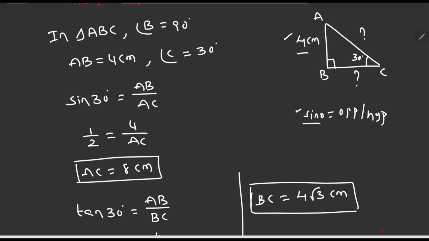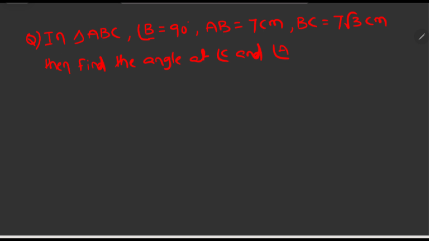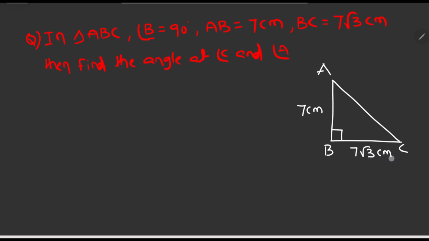ఆర్ ట్యాన్ టీటా. ఓకే. So in the given problem, triangle ABC, so I'm drawing the triangle. In triangle ABC. Now angle B, that is 90. What is the AB value there? 7 centimeter. And what is the BC? 7 root 3 centimeter. Then find the angle at C. Okay. So angle at C.